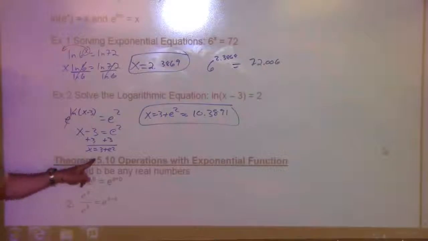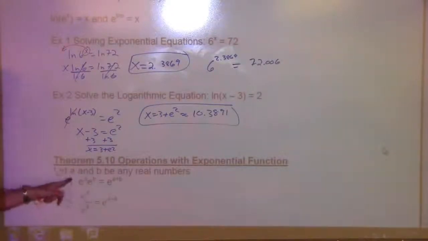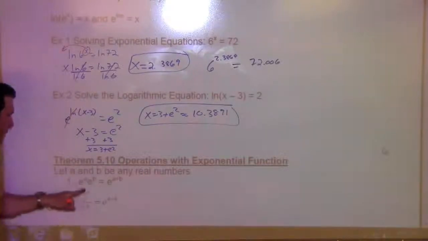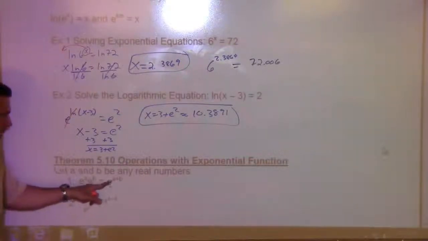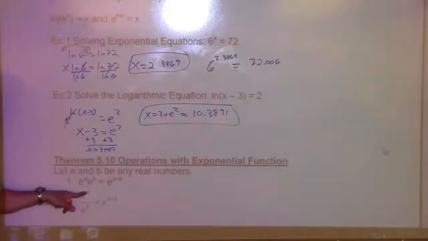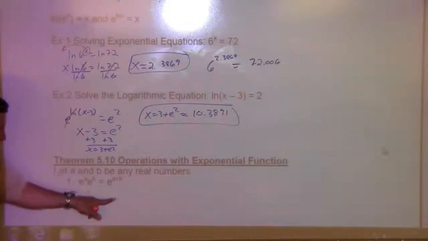Okay, so Theorem 5.10, operations of the exponential functions. This is a review. Let a and b be any real numbers. e to the a times e to the b is e to the a plus b. And e to the a divided by e to the b is e to the a minus b.